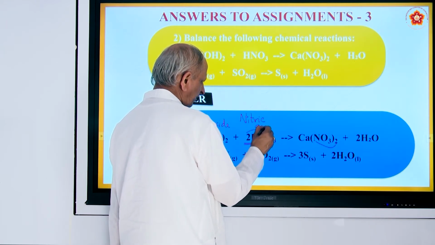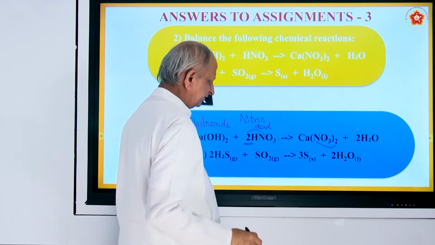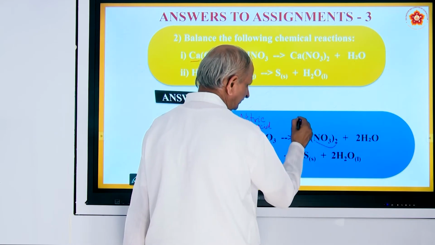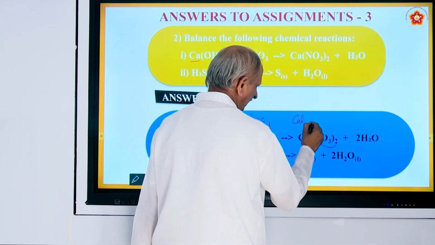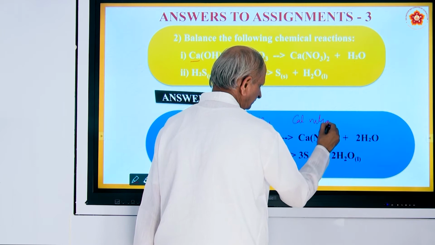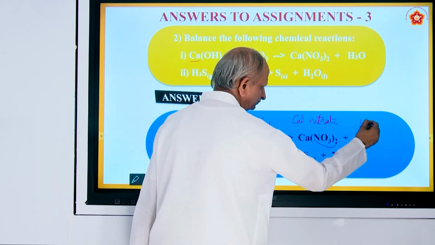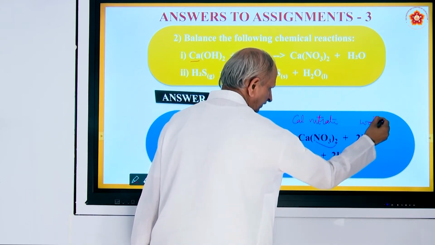So, when calcium hydroxide reacts with nitric acid, the salts of nitric acid are called nitrates. So, here it is calcium nitrate, plus H2O. What is H2O? All of you know it. It is water.